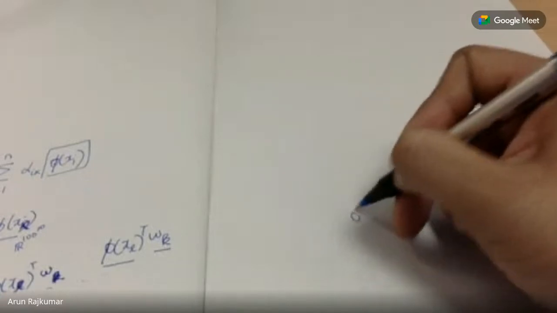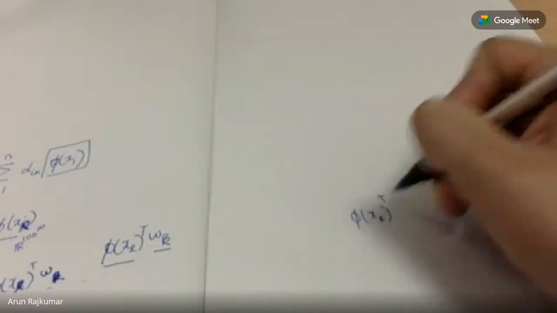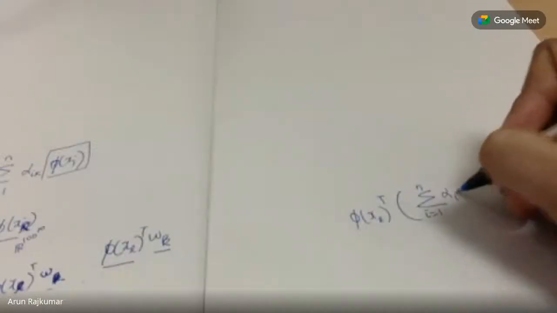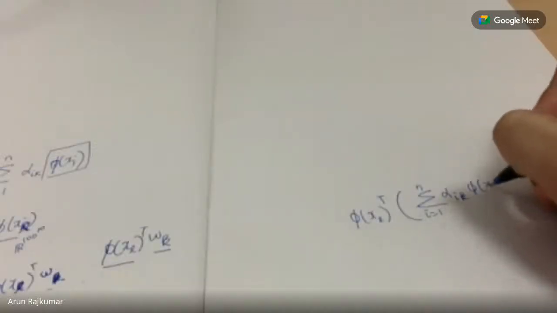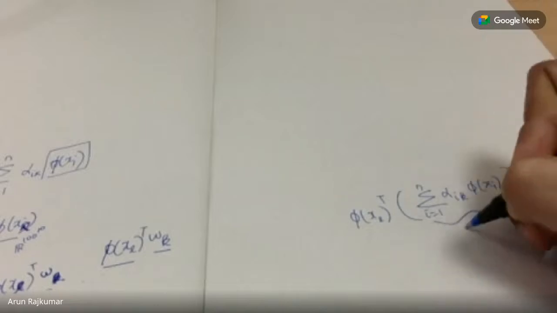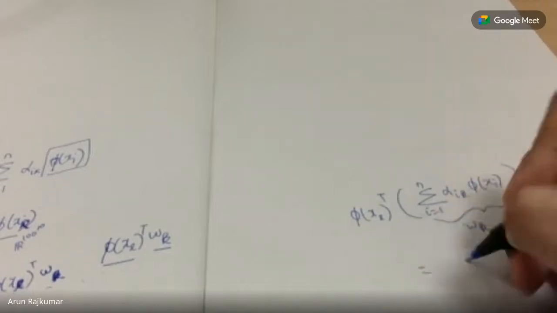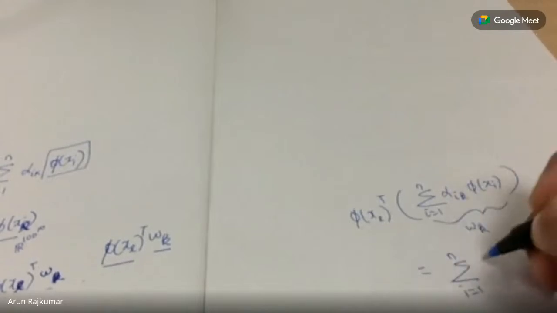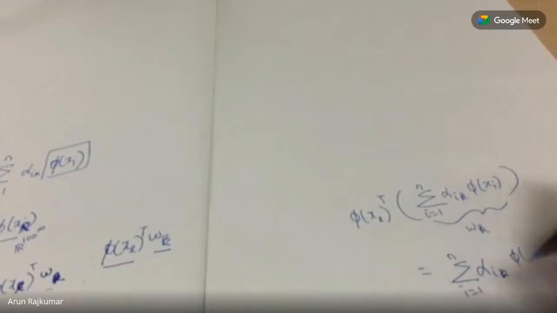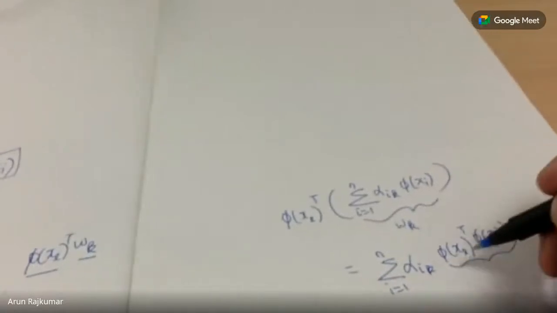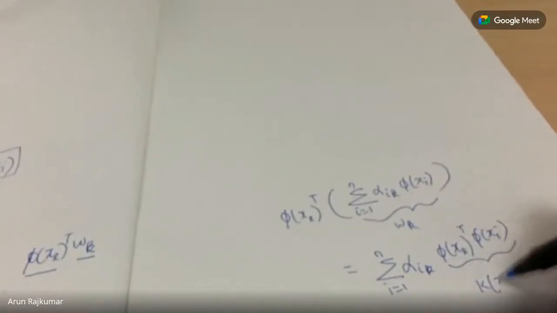So what is this dot product? It is just phi of xl transpose the sum over i equals 1 to n of alpha ik phi of xi, because this is my wk. This is simply the sum over i equals 1 to n of alpha ik times phi of xl transpose phi of xi. Now this I can compute. How? This is just k of xl comma xi.